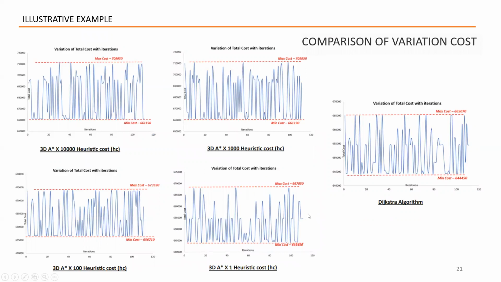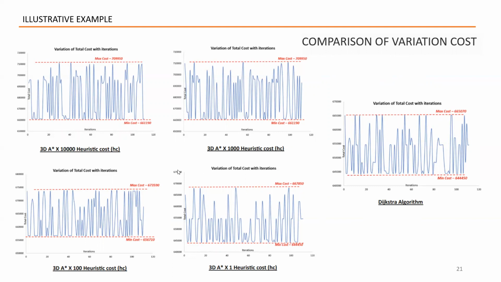This slide is a comparison between the 3D A star and Dijkstra algorithms. The horizontal axis is the different iterations. The vertical axis is the total cost. The lower line is the minimal cost. The top line is the max cost. So these 4 different diagrams show 4 possibilities to know how the cost is compressed with time.